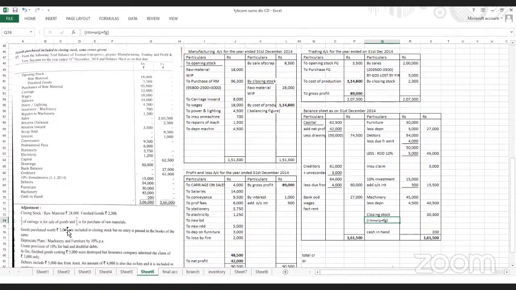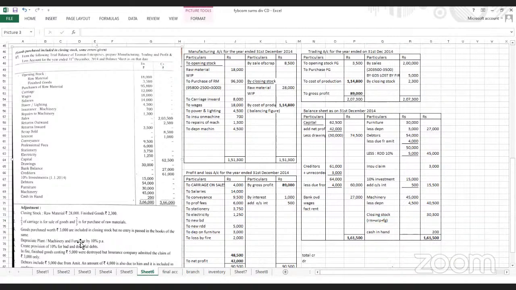Clear? Then the next adjustment is one third of carriage is for sale. So you have to take more carriage. In trial balance, the third item is carriage. Okay. So there will be an adjustment of this. You can tick mark. I'll just go through all the adjustments first, then I will start explaining it.